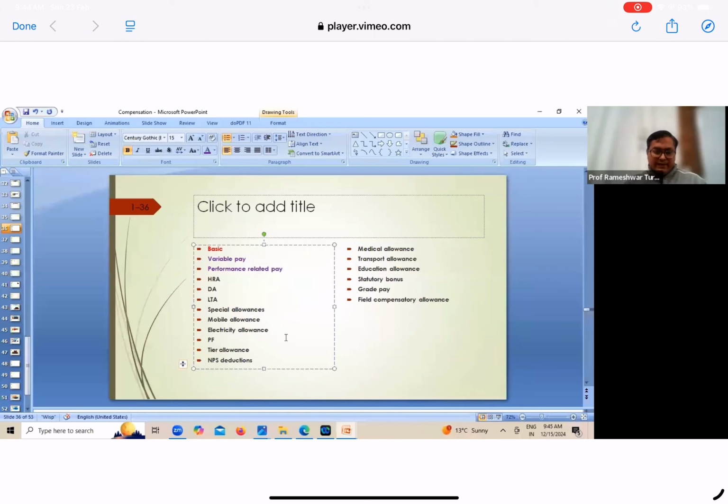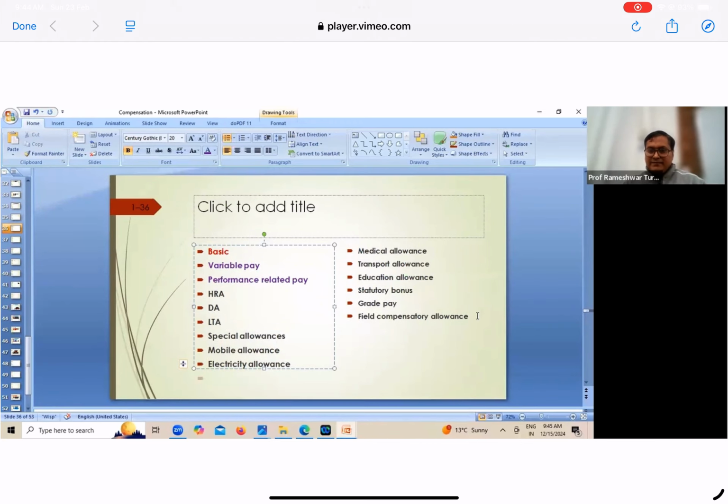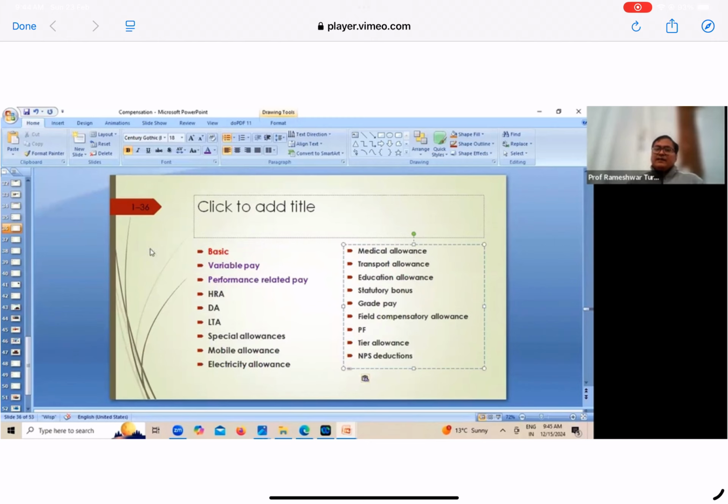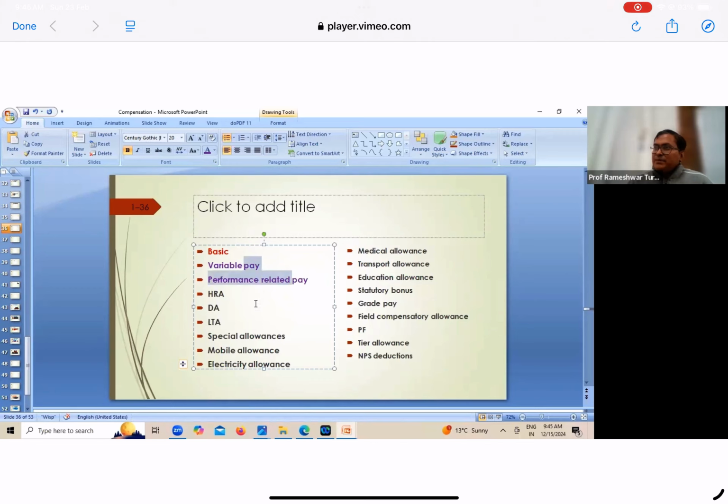Okay. So if you look at this, we can say clear-cut that there are three different types you can find. One is in red. I don't know which color it is, I am color blind. So one is basic. Then there is some performance related pay. And then there are allowances. We can divide it into three basic components of a salary. Okay. Whatever we have told.